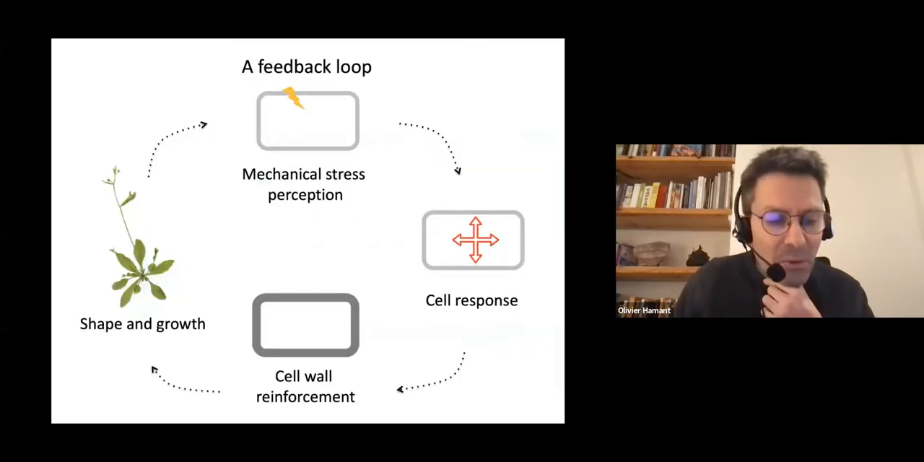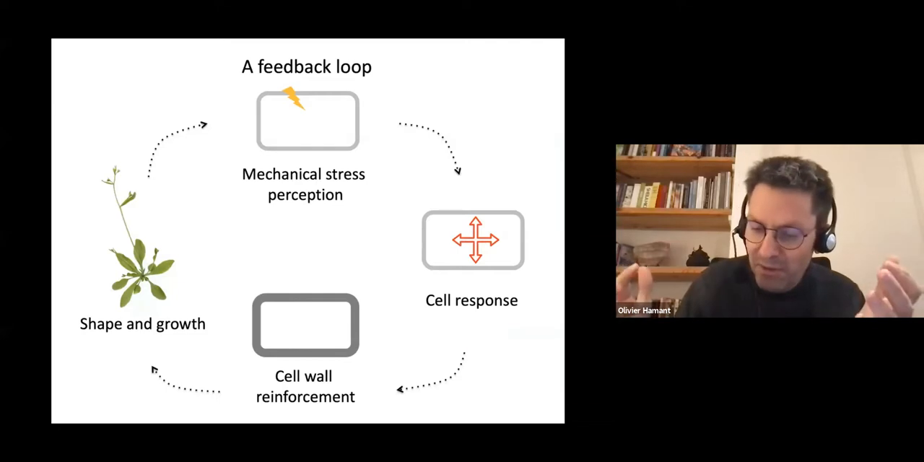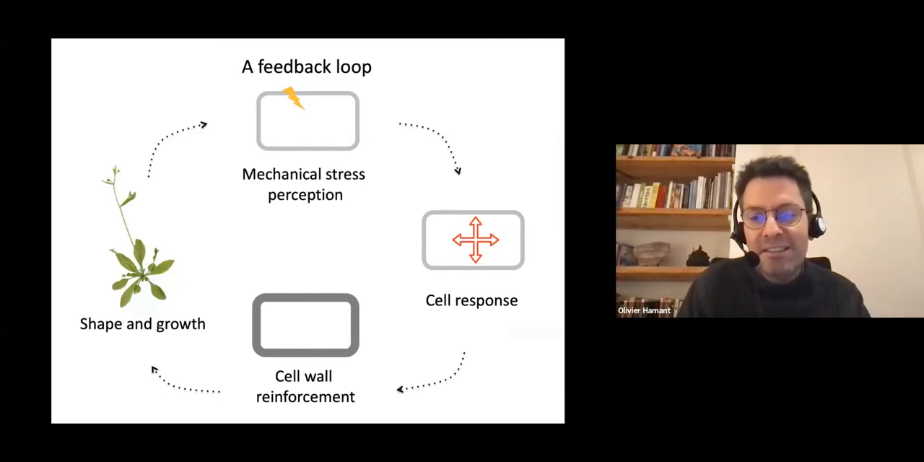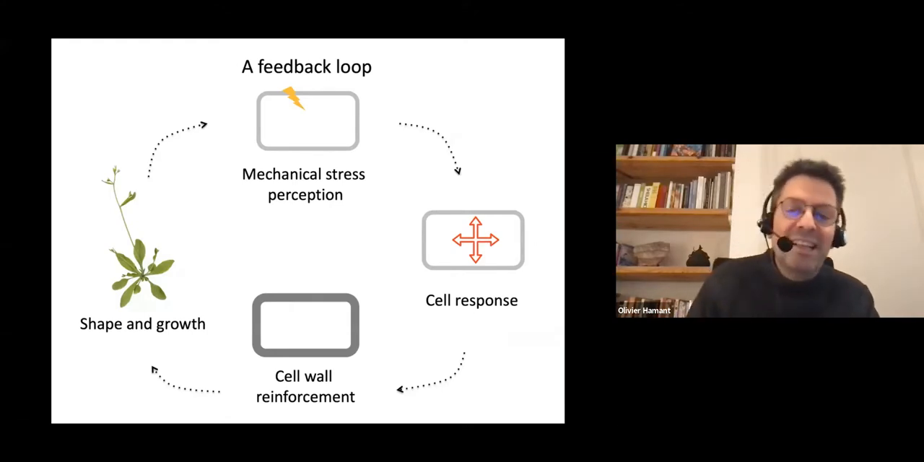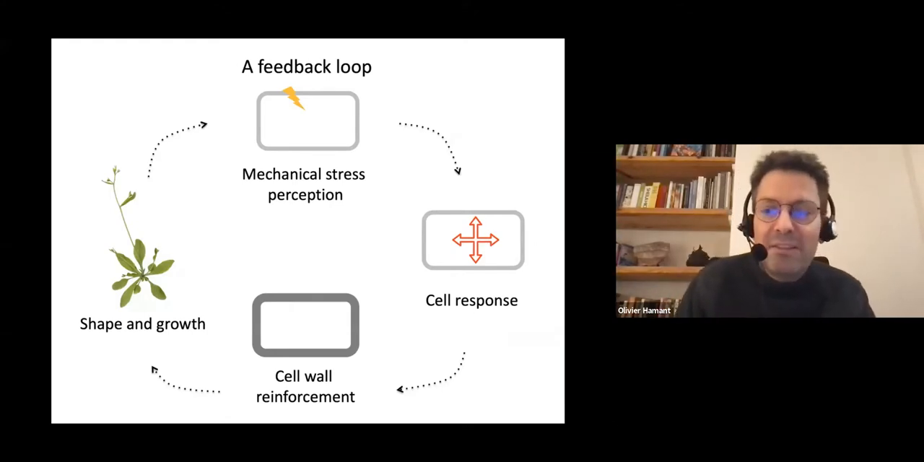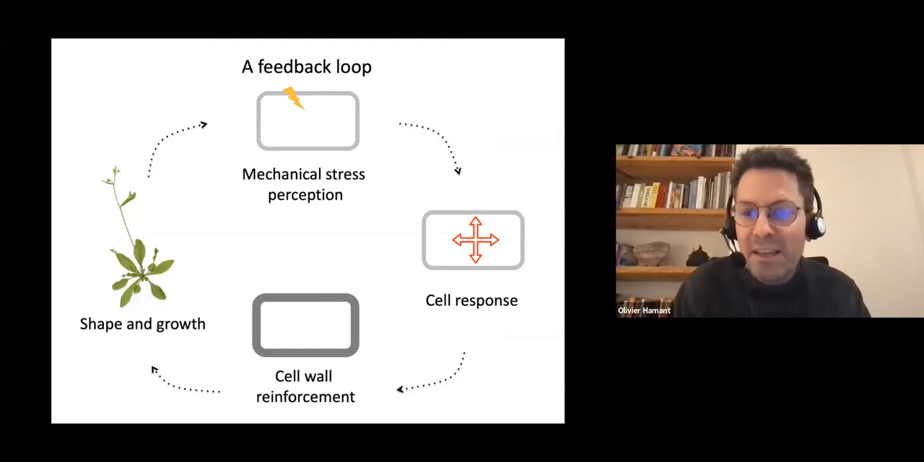So of course, if you have pressure inside, the plants, and actually all living organisms, have to deal with mechanical stress. For this, we usually draw this type of loop. This is true in plants, but it's true for any living organism: bacteria, fungi, animals, anything. Basically, you have shape and growth, which can be multicellular or cellular, and this can prescribe a stress pattern.